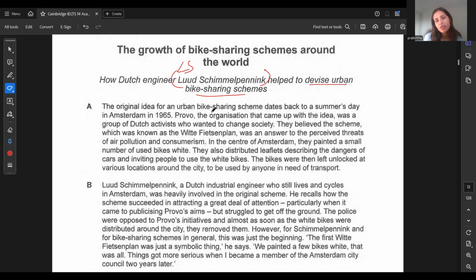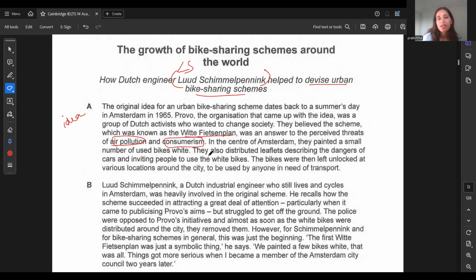So the original idea for a bike sharing scheme dates back to a summer day in Amsterdam in 1965. Provo, the organization that came up with the idea, was a group of Dutch activists who wanted to change society. They believed in a scheme which was known as the White Bikes Plan, an answer to the perceived threats of air pollution and consumerism. So it is just the idea and some problems. The problems were air pollution and consumerism.